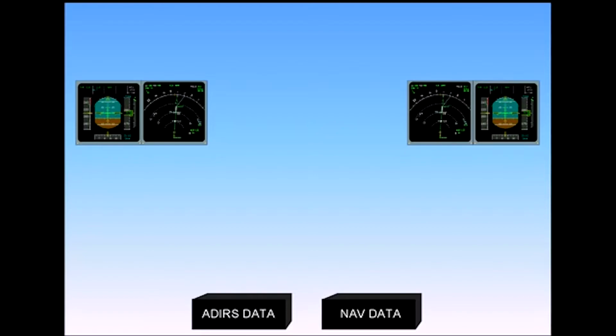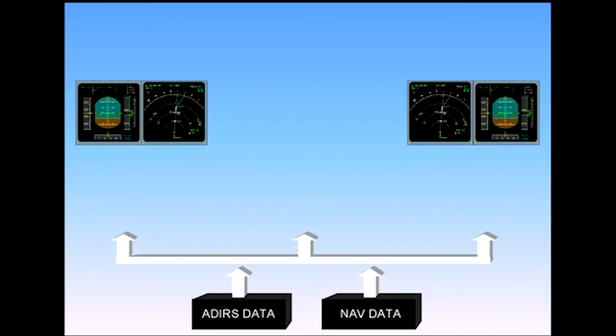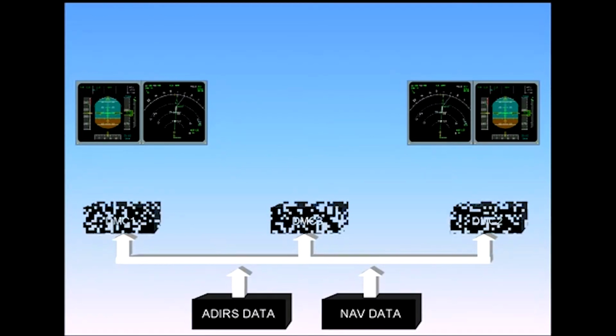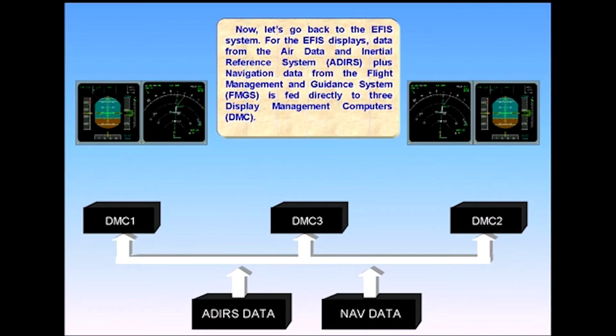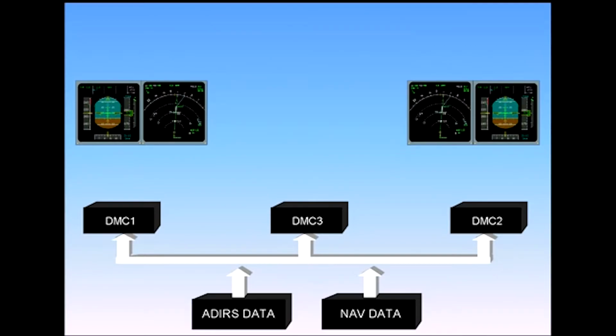Now, let's go back to the EFIS system. For the EFIS displays, data from the Air Data and Inertial Reference System, ADIRS, plus navigation data from the Flight Management and Guidance System, FMGS, is fed directly to three Display Management Computers, DMCs. The three identical DMCs process the data and generate the images to be displayed.